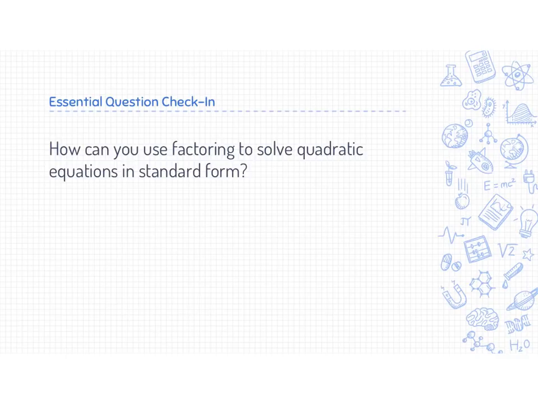Alright, so essential question check-in. So how can you use factoring to solve quadratic equations in standard form? As we saw, there were 4 steps that we work with. We need to set it equal to 0. We need to check for GCF. Then we factor, and then we use the zero product property, which means we set each factor equal to 0, and then we solve from there.